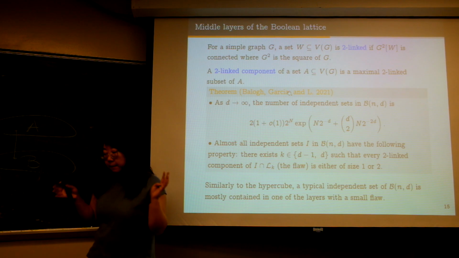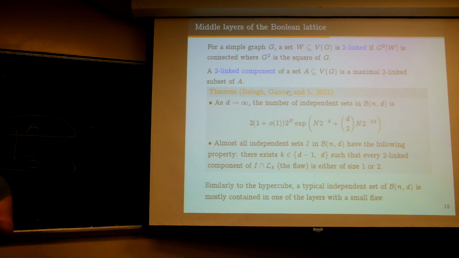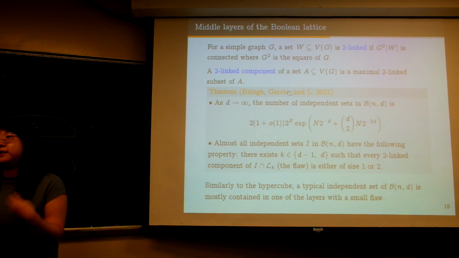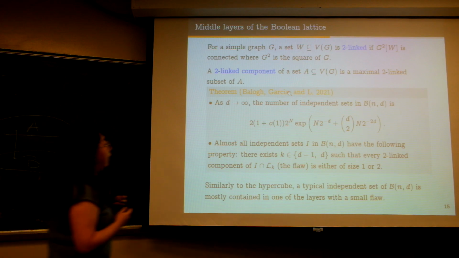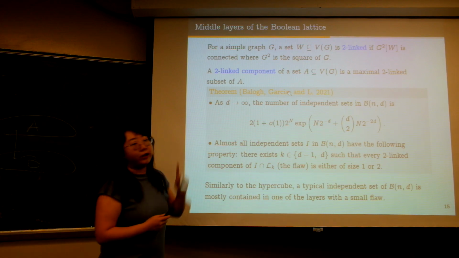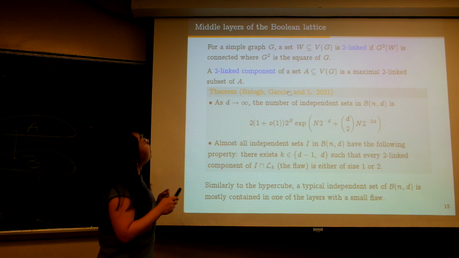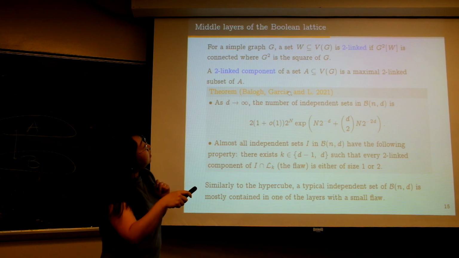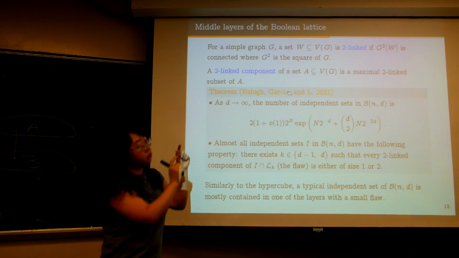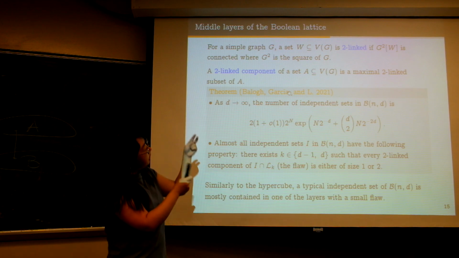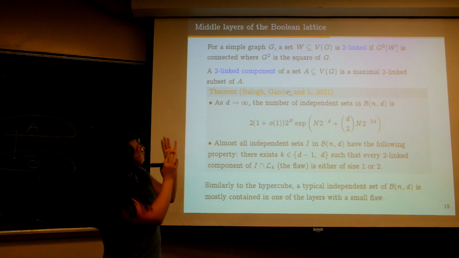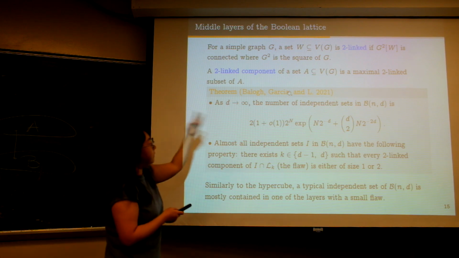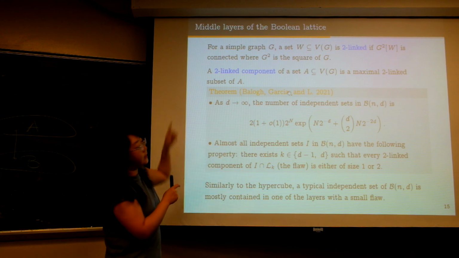In the past three or four years, with my co-authors, we have done several studies along this direction related to the middle two layers of the Boolean lattice. Again, two more definitions. For a simple graph G, we say a set W is two-linked if, taking the square graph G squared and inducing on W, it is still connected. And a two-linked component of a set A is a maximal two-linked subset of A.